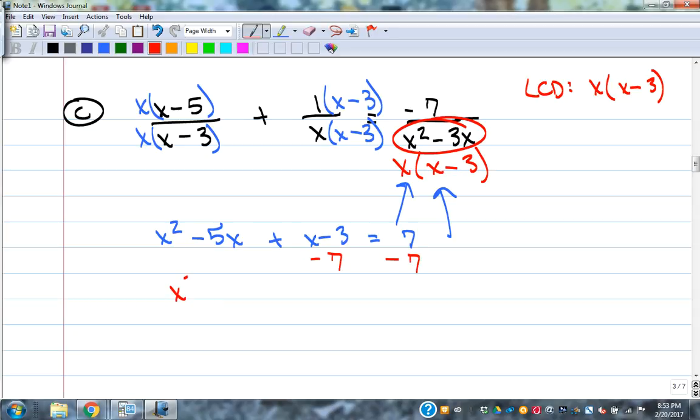So that's going to be x squared minus 4x minus 10. Is that right? Make sure I'm doing my numbers right. That is a negative 7. It was a negative 7 to begin with, wasn't it? So that makes it a plus 7, which makes that work out better. Because now that is plus 4.